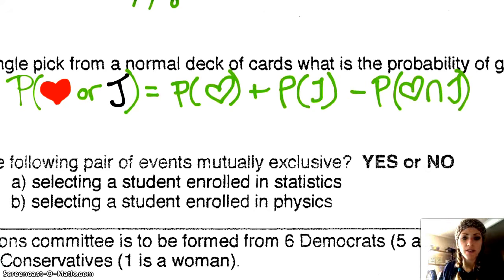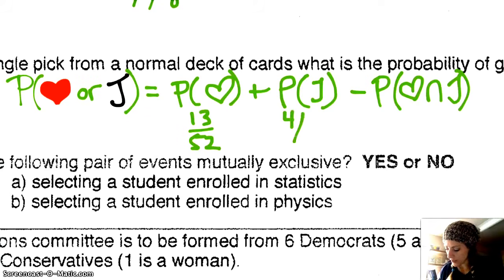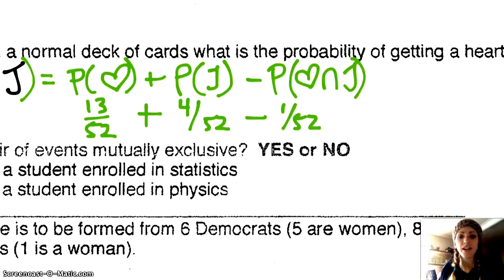Okay, probability of getting a heart in a normal deck of cards is 13 out of 52. Right, there's 13 hearts. There are 4 jacks, so 4 out of 52. And then I'm subtracting the probability of getting a heart and a jack. So there's only 1 card in the deck that is both a heart and a jack. So you're subtracting out 1 out of 52 for a grand total of 16 out of 52.